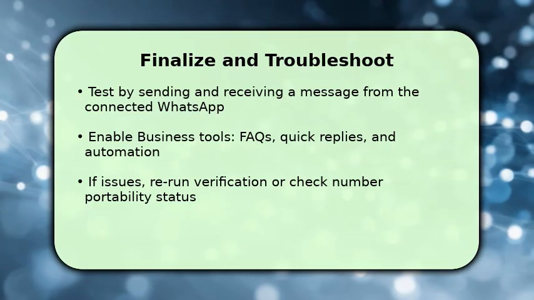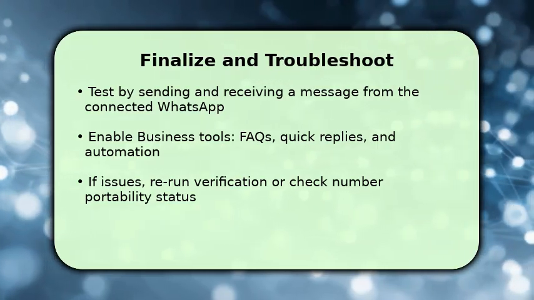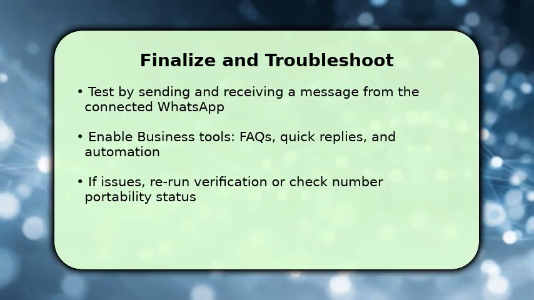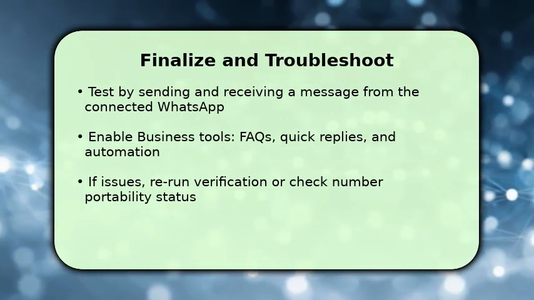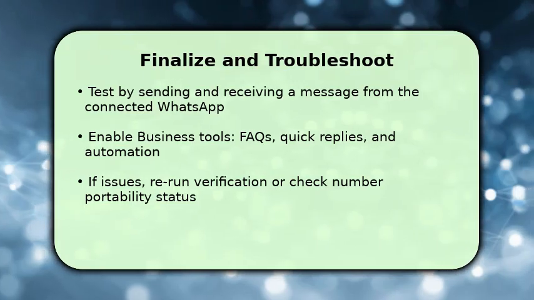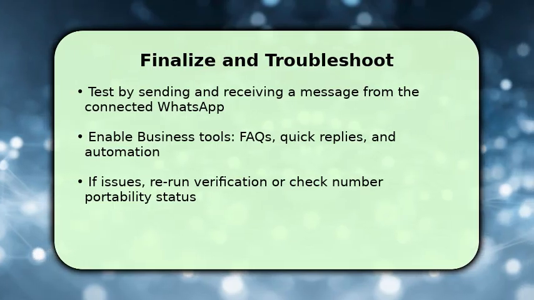If the number fails to connect, rerun verification, ensure the number isn't on a personal WhatsApp account, and check number portability or carrier blocks. If problems persist, remove the number and repeat the link process or use another phone to receive the code. Keep notes on errors to speed support if you need it.